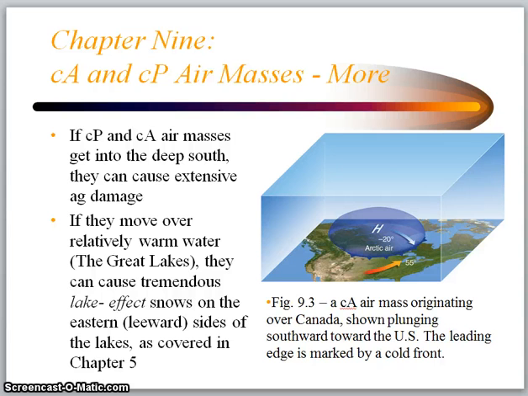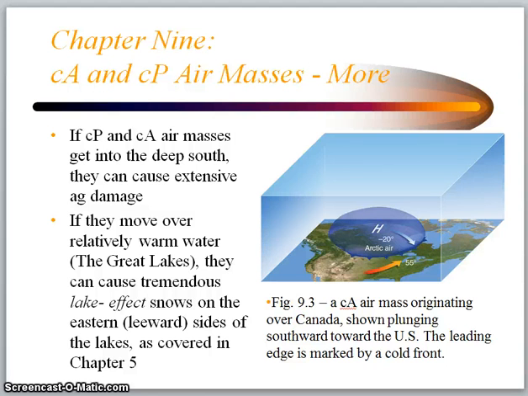The graphic at right, 9.3, shows a continental Arctic air mass originating over the Arctic Ocean in extreme northern Canada, shown plunging southward toward the U.S., and the leading edge of that is marked by a cold front. You can see the temperature contrast there. These are obviously temperatures in degrees Fahrenheit. 55 degrees Fahrenheit ahead of the front, minus 20 Fahrenheit behind it. Gee, I'll bet a cold front went through.